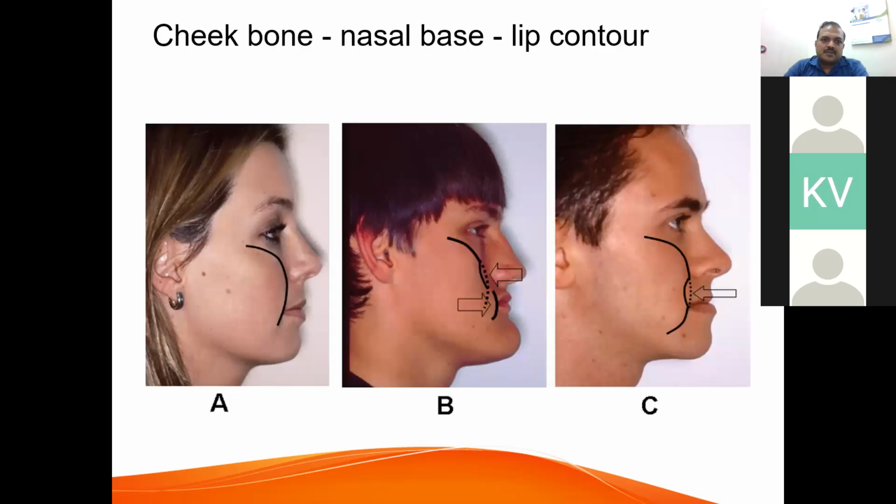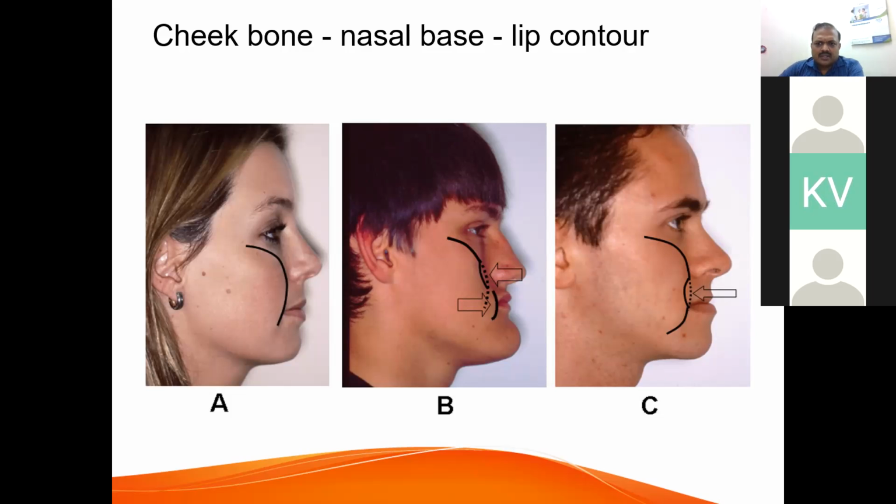When you look at the patient, in the first picture we'll have a smooth curvature. In the second one, you can see there is a double break in the cheekbone, nasal base, lip contour. One is the deficient maxilla, and another is a prognathic mandible. You have to repeatedly practice to assess whether the deficiency is in the maxilla or the mandible, or both have a deficiency. So that can be assessed.